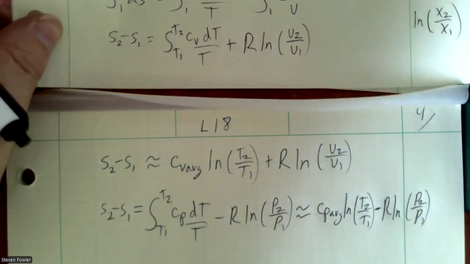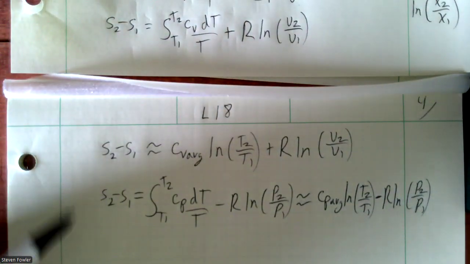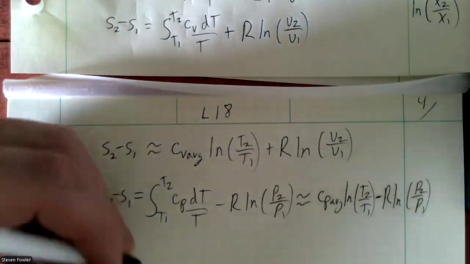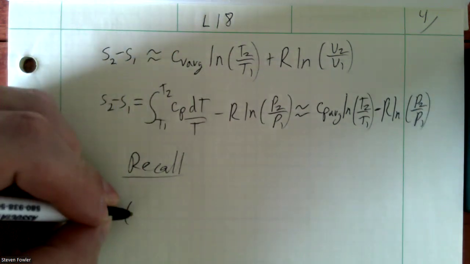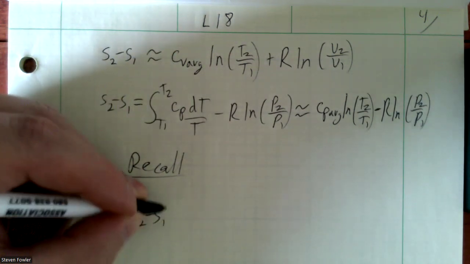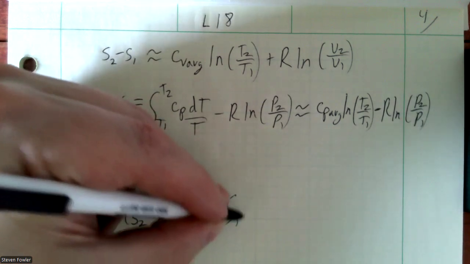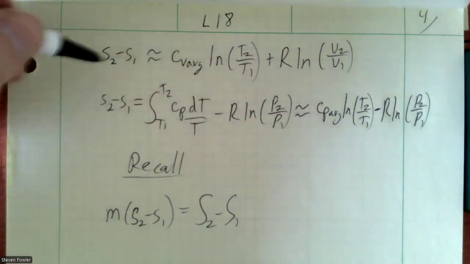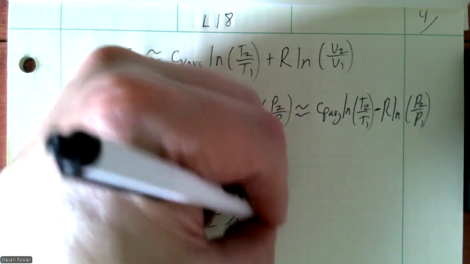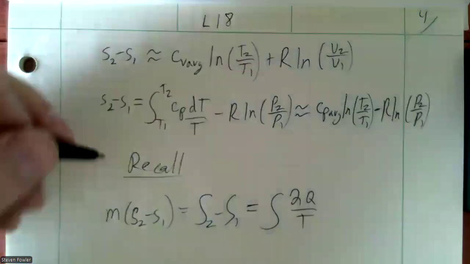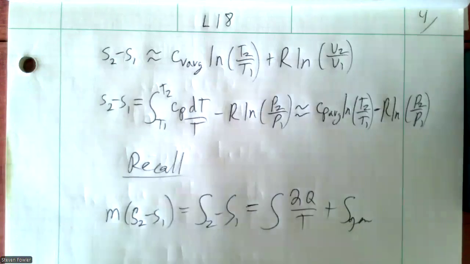So what you have now is, for ideal gases, another way that I can approximate the change in entropy, the left-hand side of the equation. Recall that the second law for a process from state 1 to 2 says that the total entropy change, big S2 minus big S1, or mass times little delta s, is going to equal the integral of all of the heat divided by temperature plus the amount of entropy being generated.